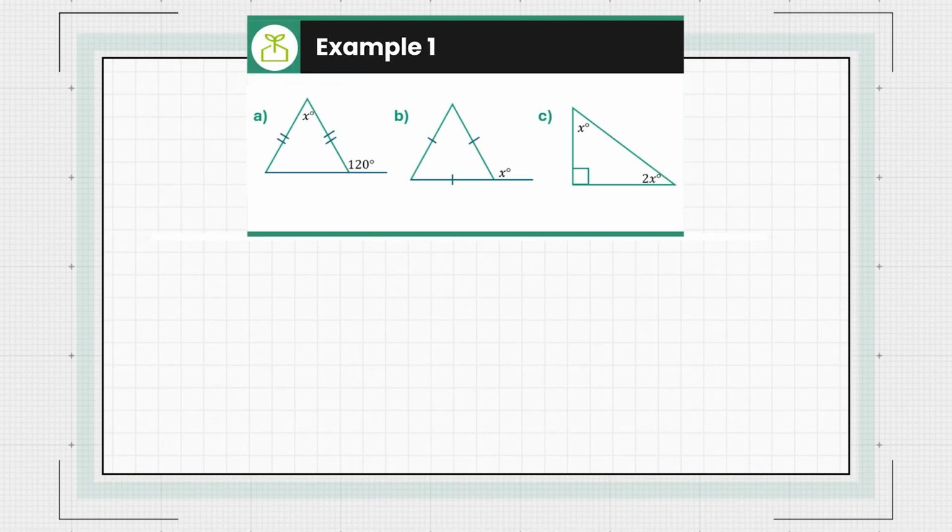Alright, in this video we're going to be looking at how we can use the specific classifications and the properties of certain types of triangles, along with our knowledge of the angle sum of a triangle to solve for pronumerals. So let's get started with our first one.